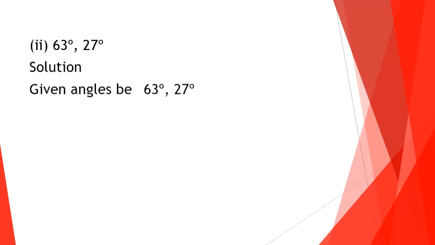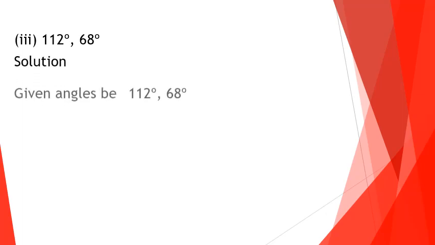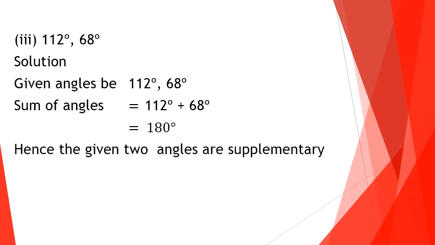Next pair is 63 degree and 27 degree. We can find the sum of angles. We get 90 degree. Hence, the given pair of angles is complementary. Next pair is 112 degree and 68 degree. We can find the sum of these angles, that gives 180 degree. Hence, the given pair of angles is supplementary.